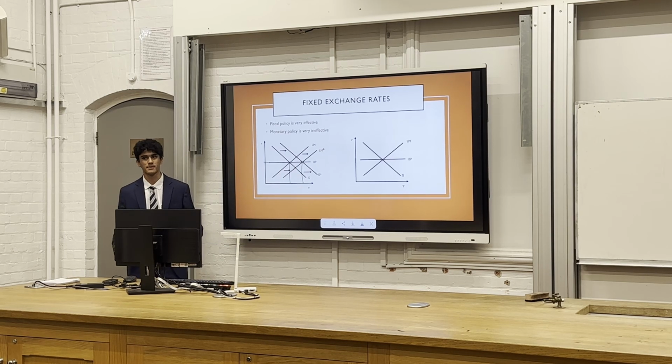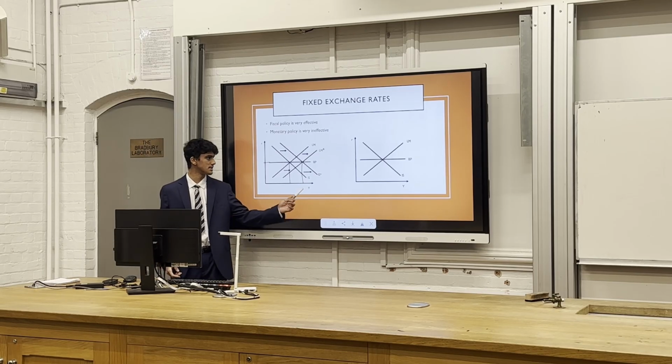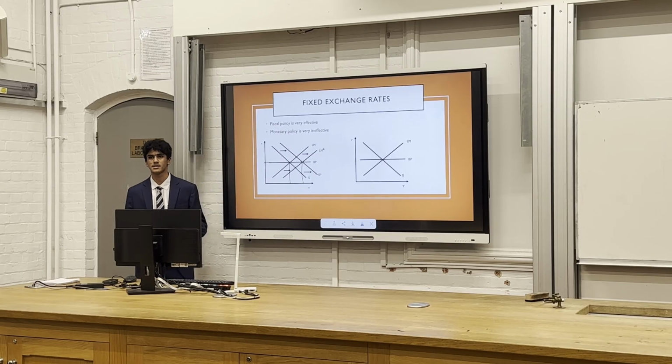That makes my fiscal policy really effective because you have an increase in GDP while you avoid increases in interest rates, so there's no overcrowding effect. Investment doesn't get reduced by this.